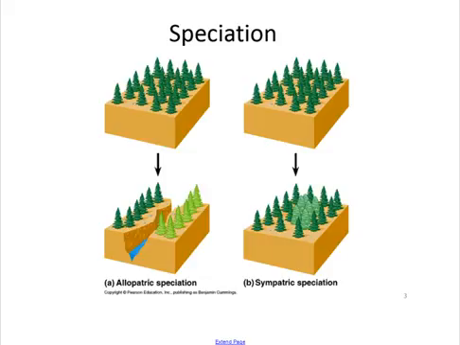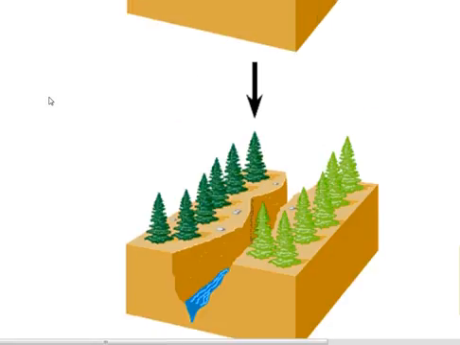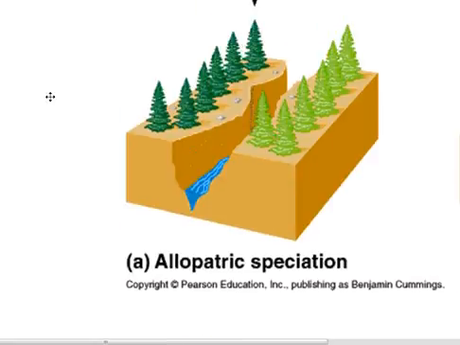There are many things that can cause the formation of new species over time. We're going to look at two types of speciation here, allopatric and sympatric speciation. First, allopatric speciation. The word allo means different, and patric means homeland, coming from the word patria, like patriot, like homeland. And so think different homeland.